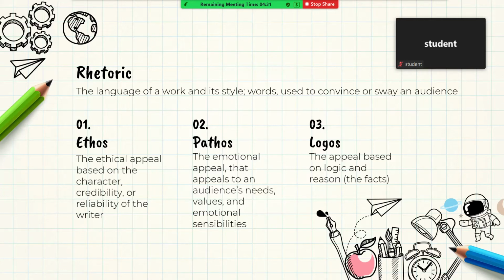The other one is logos, the appeal based on logic and reason or the facts. So literally, logos think logic, and the logic is literally, like it says, the facts. If I go into a news article and it says the weather for the day, that's the fact. If I go to a population count, that's a fact. The weather, that's a fact. How much water is in the body, that's a fact.